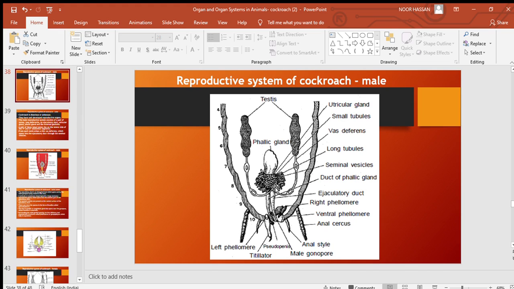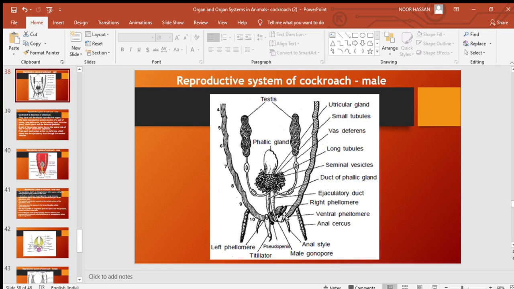Seminal vesicles are also present on the ventral surface of the ejaculatory duct, and seminal vesicles are for storing the sperms. So the function of the seminal vesicle is to store the sperms, and sperms are stored in the form of bundles called spermatophores. Another structure is the gonapophyses.